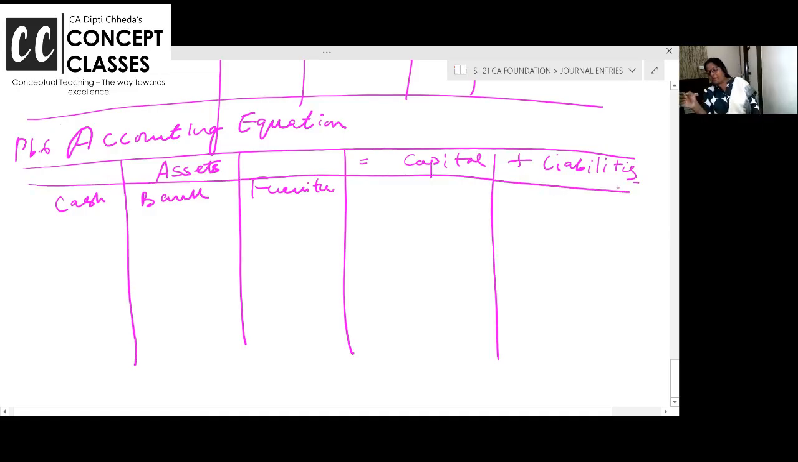Asset is equal to capital plus liabilities, but in asset I have written cash, bank, furniture. Debtors I am not writing because it's not there. अगर है तो वो भी आप अलग से लिख सकते हैं. Any doubt in making the columns for accounting equation? Ask please, no problem.